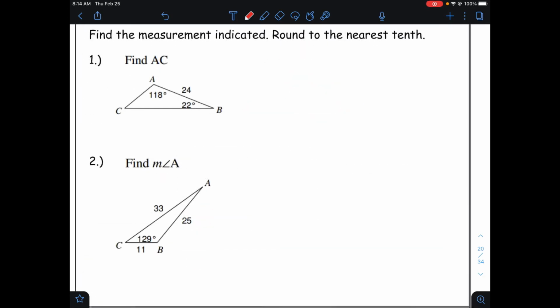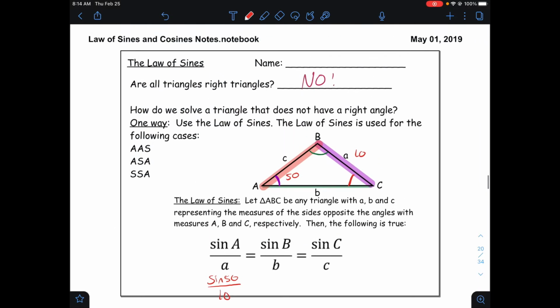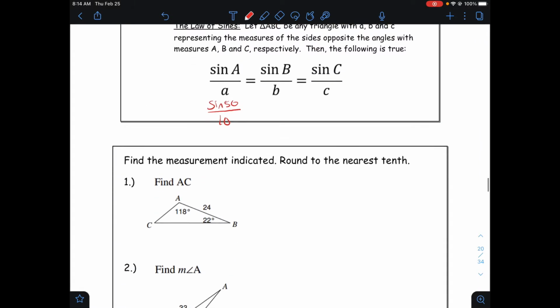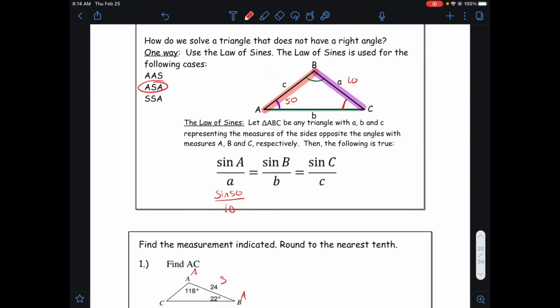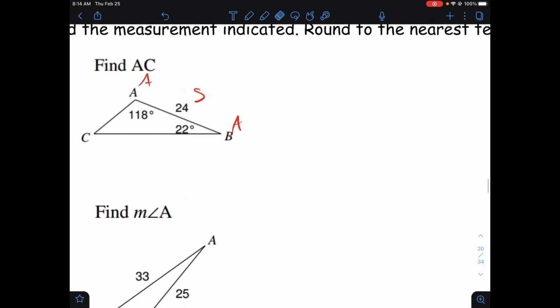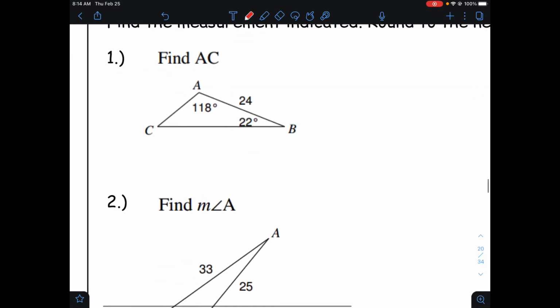So let's go ahead and try to solve here. This first problem gives us two angles and a side. If you look at which case this is, we have an angle, a side, and an angle, so we are allowed to use the law of sines. They specifically want us to find side AC. Let's identify which side that is. If this is angle B, that means this is side b. We're looking for side b.